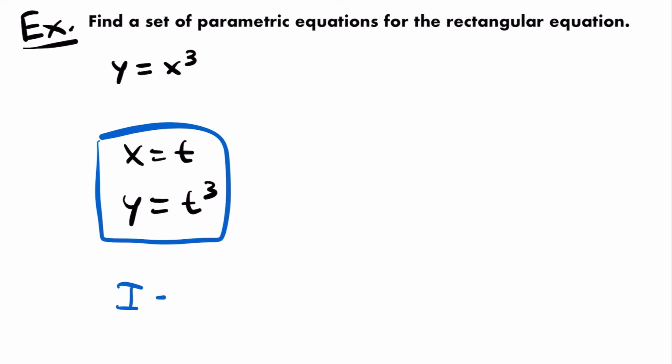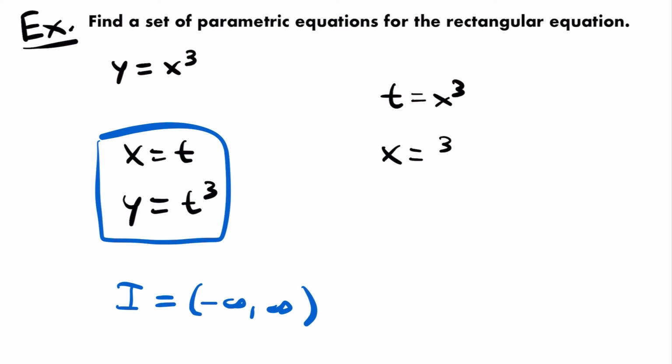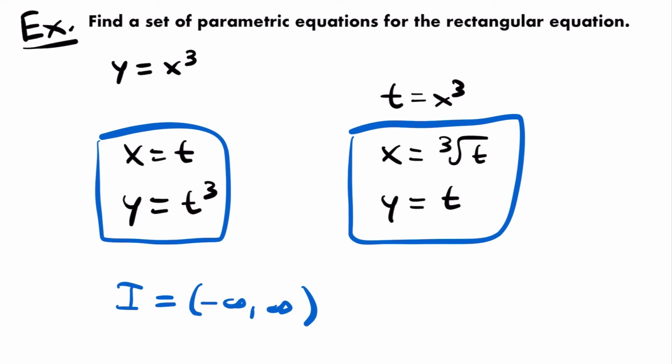And once again, the interval you could say is from -infinity to infinity because t can be any value for these two equations. There is no restriction on t. All right, but we could find another set of parametric equations if we set t equal to x cubed rather than just x. So if we let t equal x cubed, then we need to solve for x. So we'll take the cube root of both sides, and what we'll find is that x is equal to the cube root of t. And then if we replace x cubed with t, then our other parametric equation will be that y is equal to t. All right, and so that is another set of parametric equations that you could make for this rectangular equation.